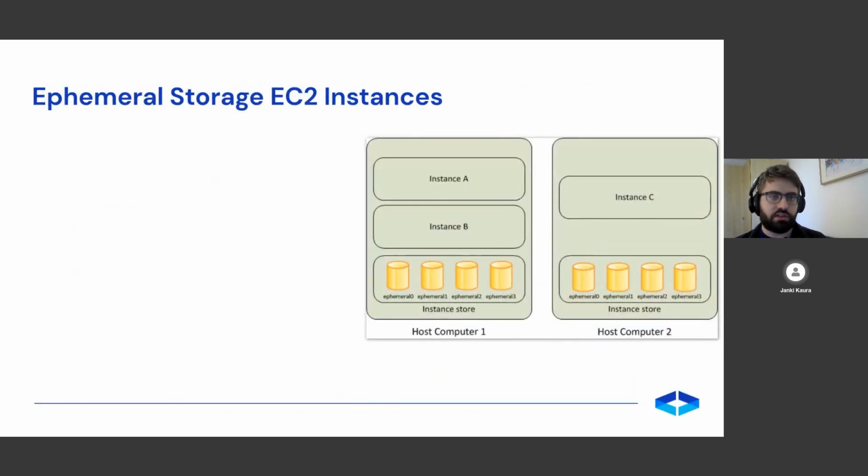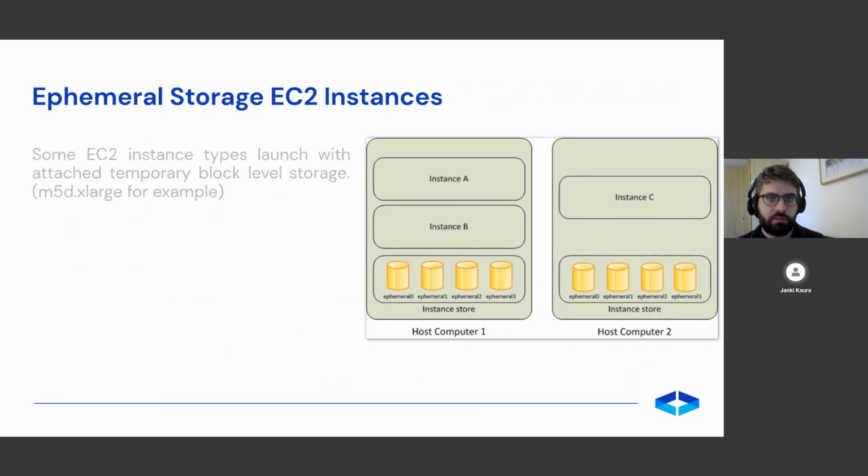Next, let's talk a little bit more about ephemeral storage EC2 instances. Ephemeral storage EC2 instances are a type of EC2 instance that are able to launch with temporary block storage. For example, M5DX large is one such type of instance. As you know, when you spin up an EC2 instance, it comes with an EBS attached root volume. The same thing happens with ephemeral storage EC2 instances. They have an EBS root volume, but in addition to that, they also have a temporary block level storage. So in this example, you can see that we have an instance spinning up and then getting assigned one ephemeral disk from this instance store that exists in the host computer of AWS.